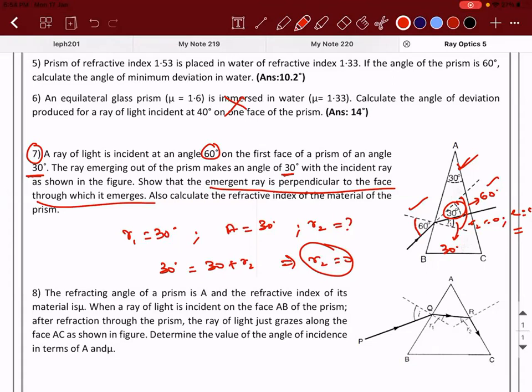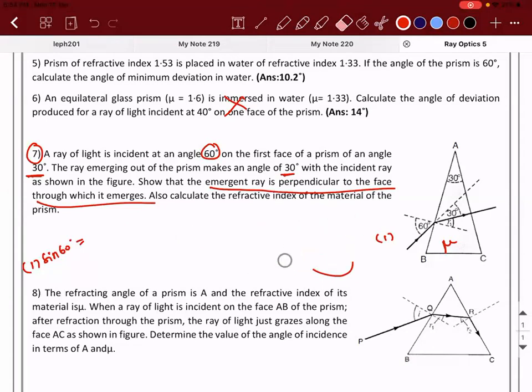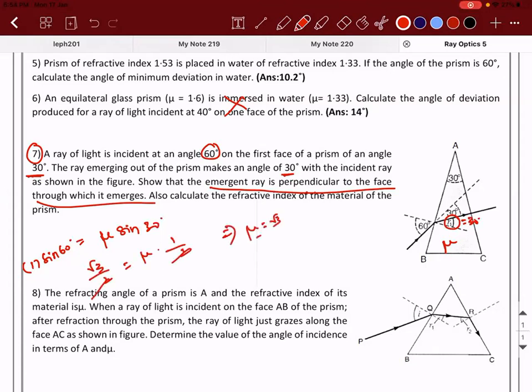Also, you need to calculate the refractive index of this material. So for you to calculate refractive index, what you need is the angles. So 1 into sine 60 is equal to mu into sine of R1. R1 is 30 degrees. Sine 60 is root 3 by 2 is equal to mu into sine 30, which is half, which implies mu is equal to root 3. So refractive index of this material is root 3.